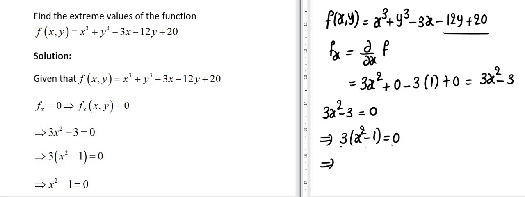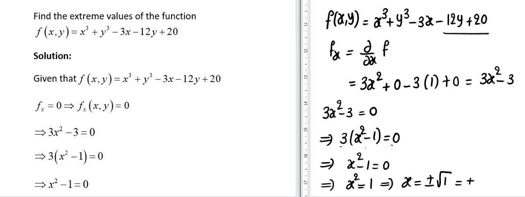Here the first term 3 is not equal to 0, that's why the value of x square minus 1 equal to 0. It implies x square equal to 1, implies x equal to plus or minus root 1. Plus or minus root 1 means 1 only, that's why the value of x is plus or minus 1. We get this one by considering fx value equal to 0. Now we are going to consider fy equal to 0.